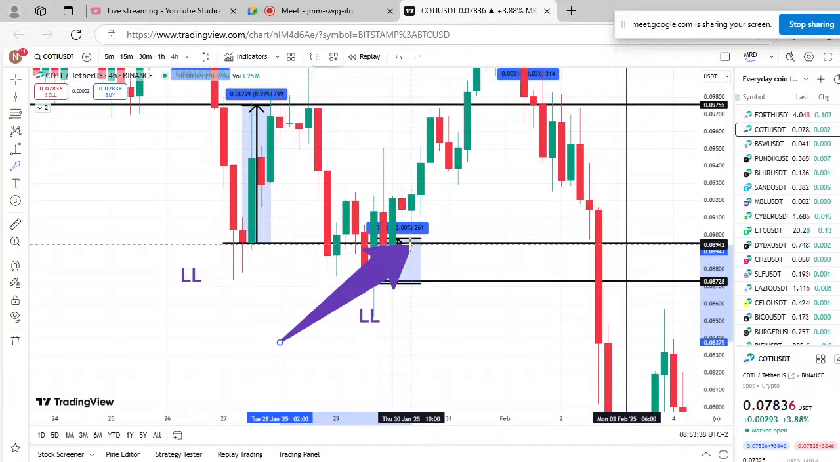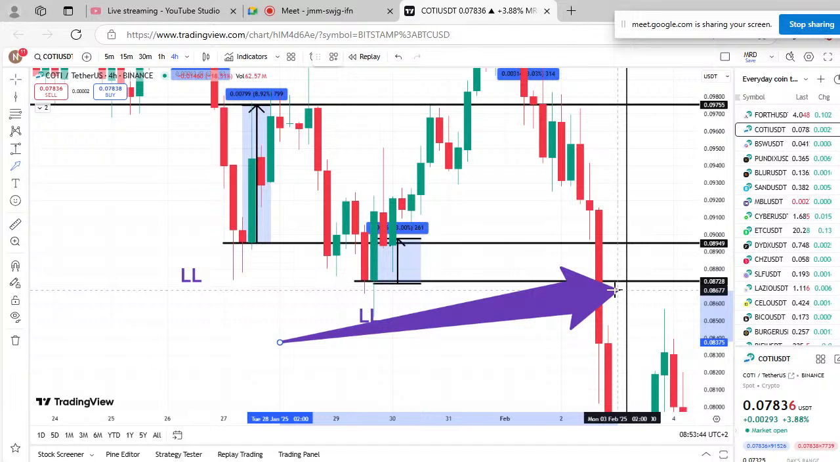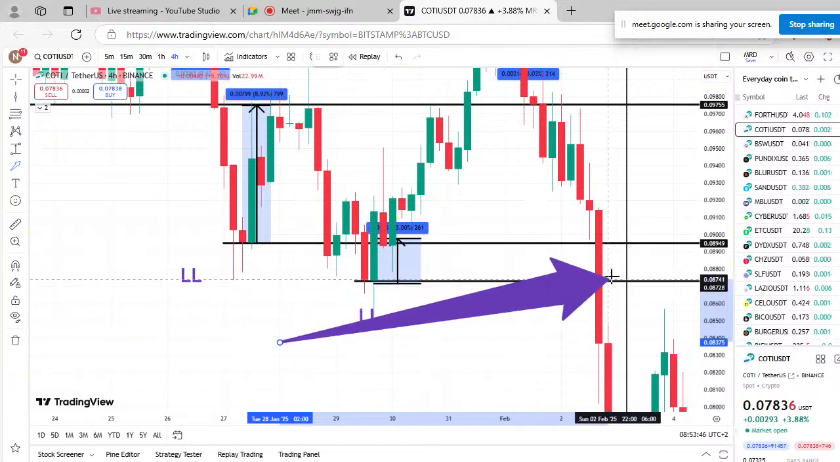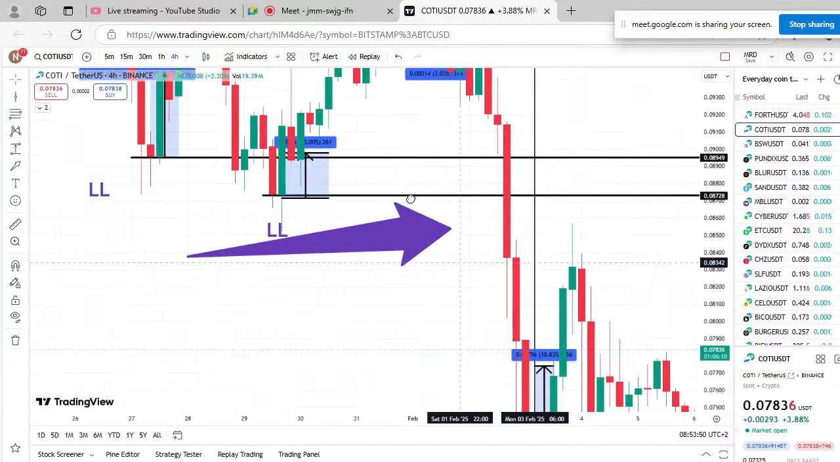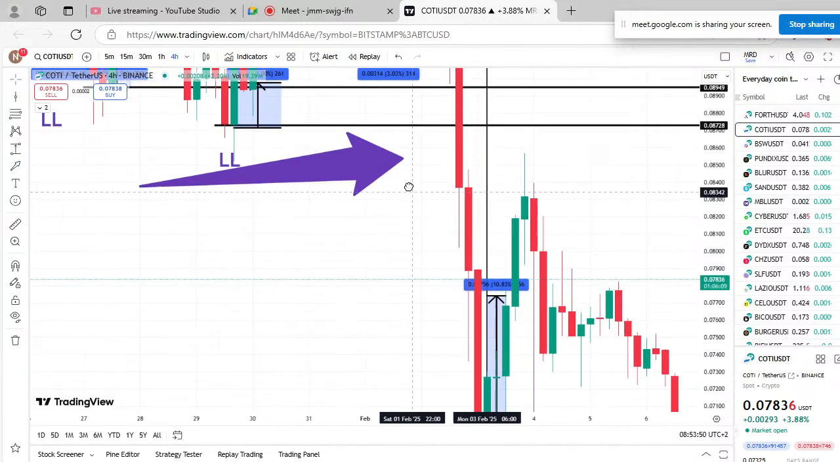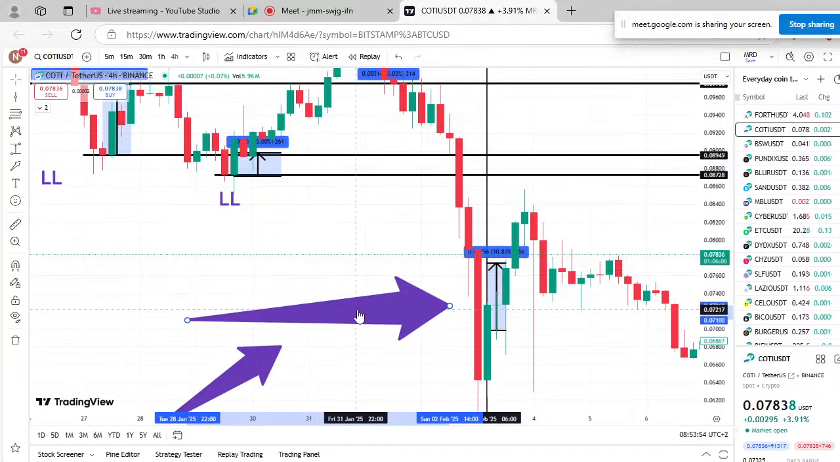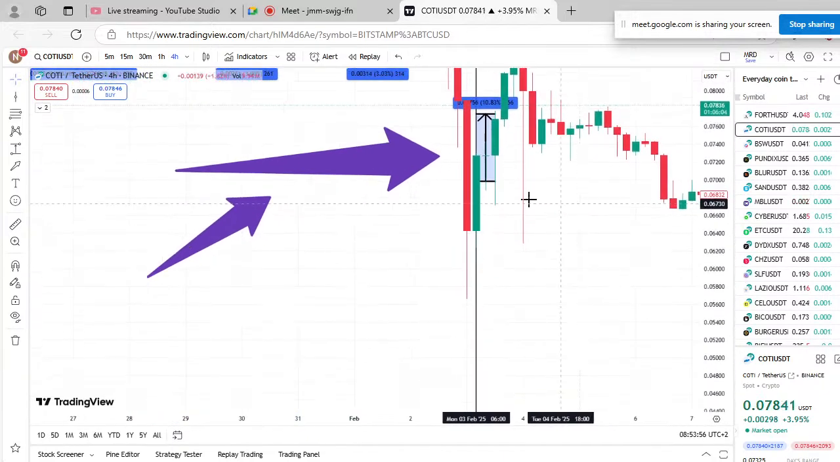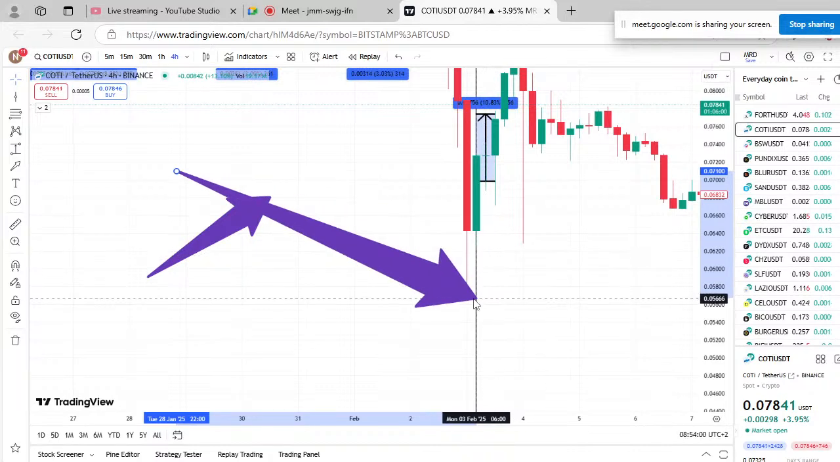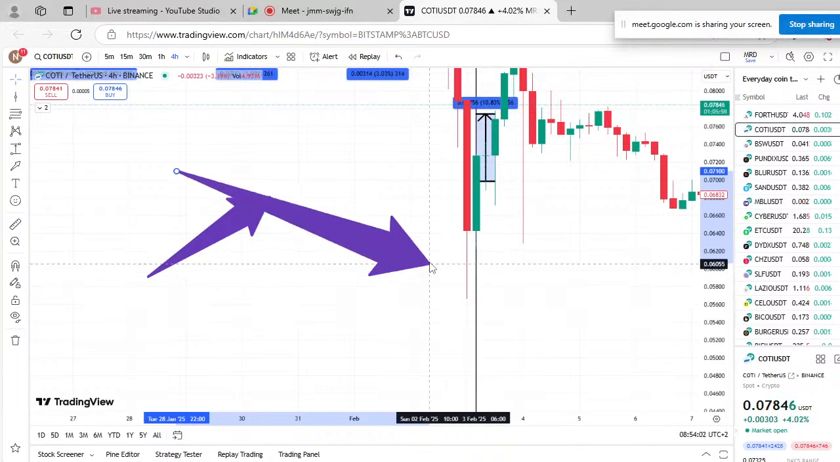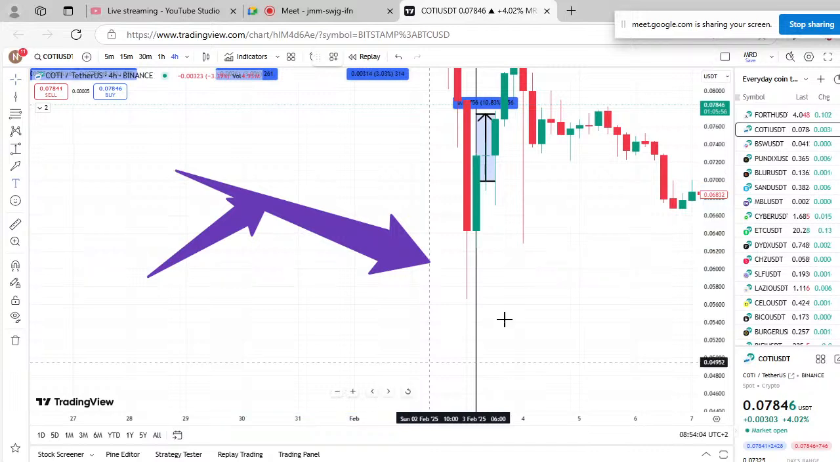Okay? Waiting for the market to break our line, whereby the line is this one. We are waiting for the market to break this line. Okay? Now, here, this is the point. Now we are here. Then so this is our lower low. Yes, this is our lower low.